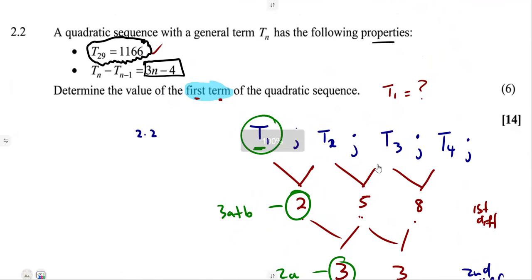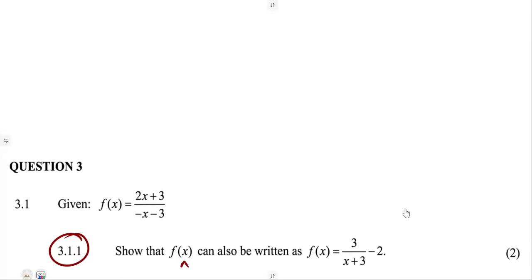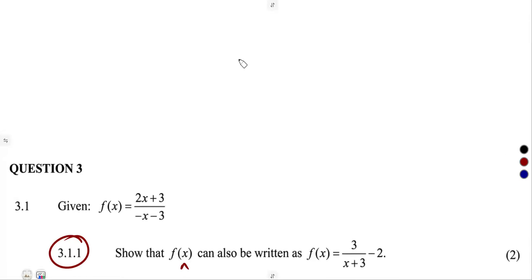So that is it. Let's move on to another question, which is question 3, where we are given this formality or layout. We have got to answer 3.11. Show that f of x can be written as this. That's a hyperbola. All right, how can we show that? There are so many ways, again, in order for you to simplify this type of question. Your f of x is given as 2x plus 3 over minus x minus 3.